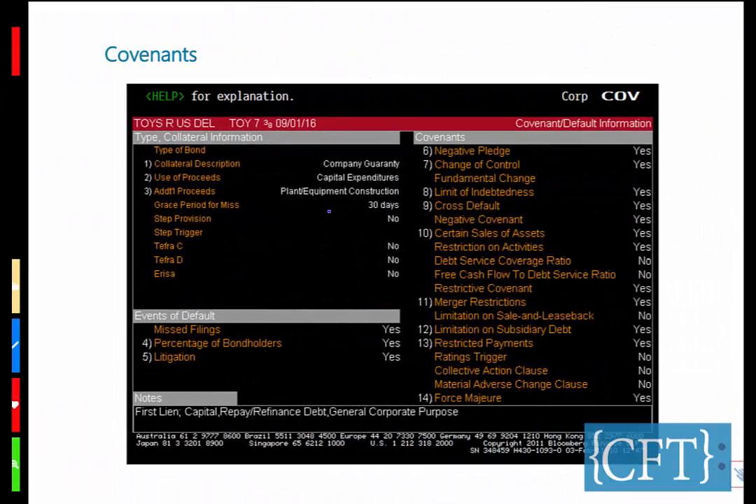On the screen now are a list of covenants. We mentioned covenants are promises, and we can see these are a list of covenants for a company that you may be aware of called Toys R Us. Now, this particular bond has a series of covenants. It has ones called negative pledge, change of control, limits on indebtedness, cross default, etc., etc., and you can see them all going down here.